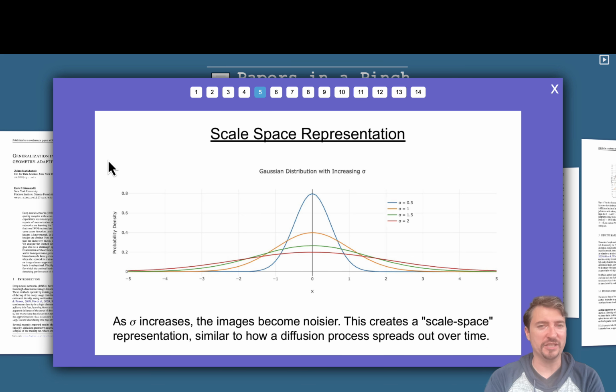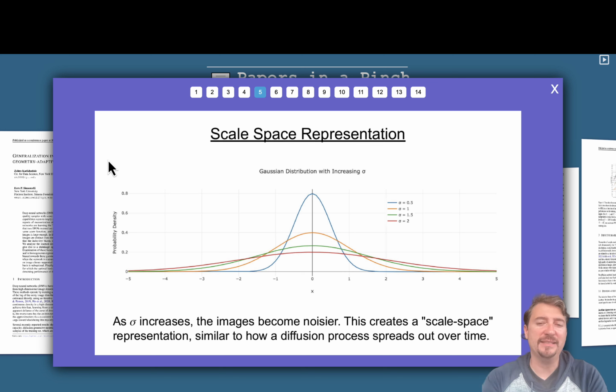Now, let's think about this in terms of scale space representation. So I said the noise that's getting added to the images is Gaussian distributed. Now you can imagine that as sigma increases, so as you add more noise, obviously the images are going to become noisier.